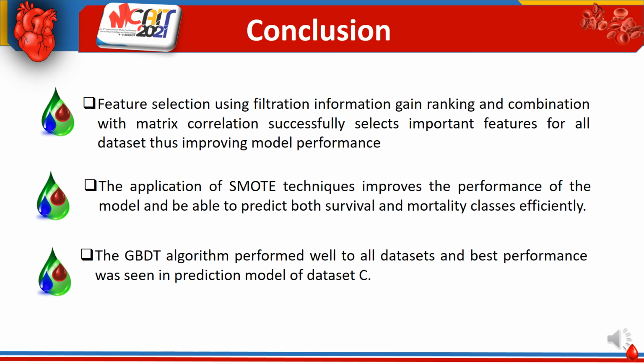Conclusion. Feature selection using filtration, information gain ranking, and combination with matrix correlation successfully selected important features for all datasets, thus improving model performance. The application of the SMOTE technique improved the performance of the model and was able to predict both survival and mortality classes efficiently. The gradient boosted algorithm performed well on all datasets, and best performance was seen in the prediction model of dataset C.